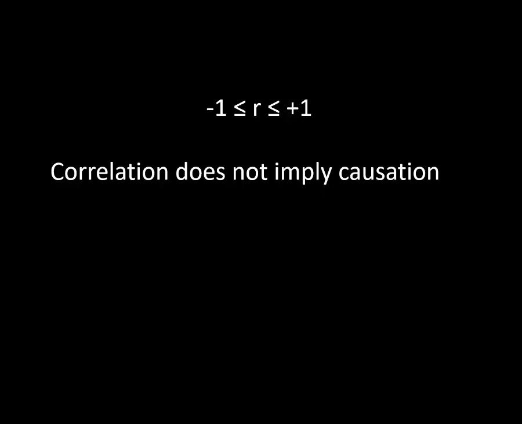All right. A few things about r that make it really handy to interpret. First, it can only range between -1 and +1. The formula just can't make numbers outside that range if your calculations are correct. A positive correlation means that as x increases, y also increases. A negative correlation means that if x increases, y decreases. And the closer to +1 or -1, the stronger the correlation. The closer to 0, the weaker the correlation.